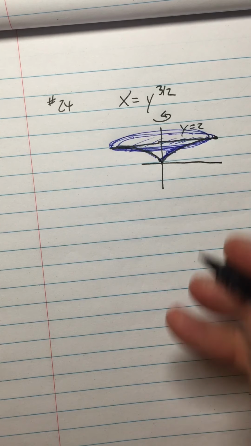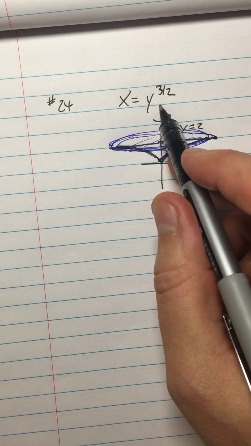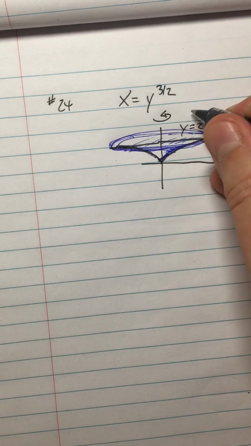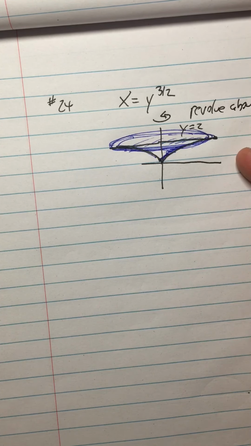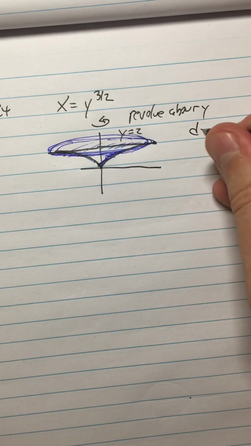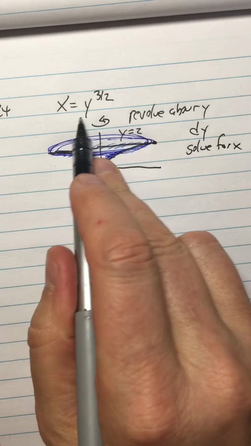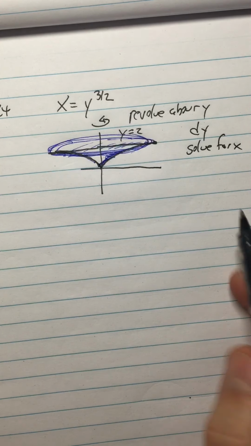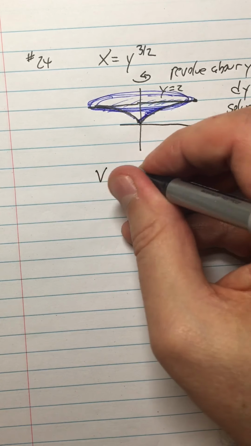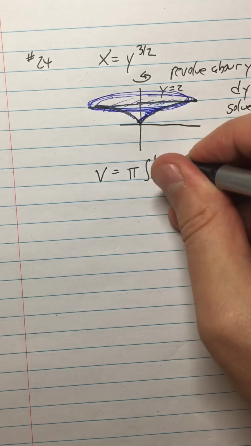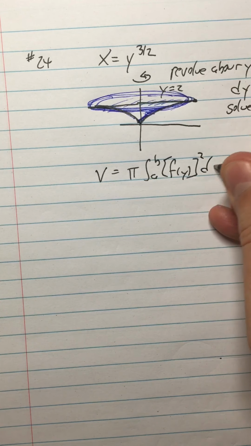Now how do I do the volume? They very nicely already solved it for x for me, because this is revolved around the y-axis. Since we're revolving around the y-axis, that means I want to do my integral dy. That means I need to solve for x. If they hadn't already solved for x, I would have to do that. But we already have solved for x. So the volume is equal to pi times the integral from a to b of f of y squared dy.